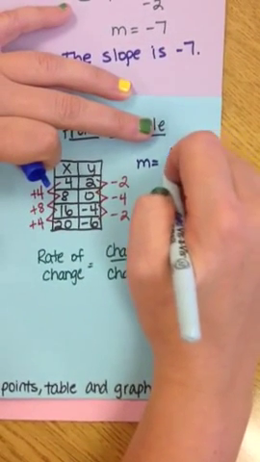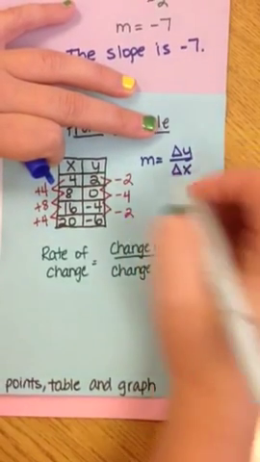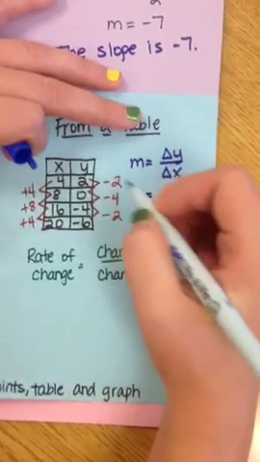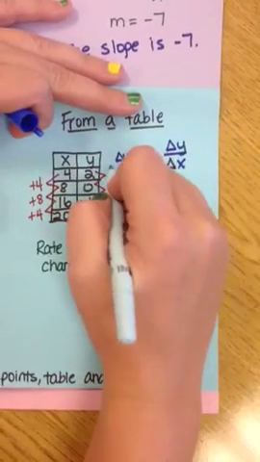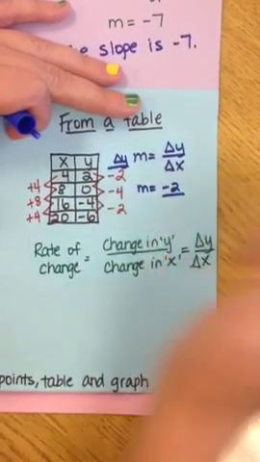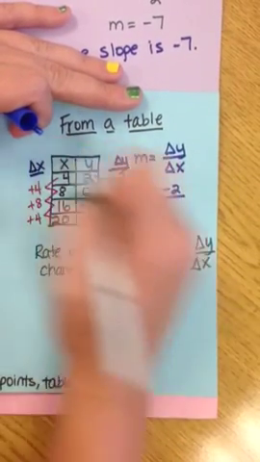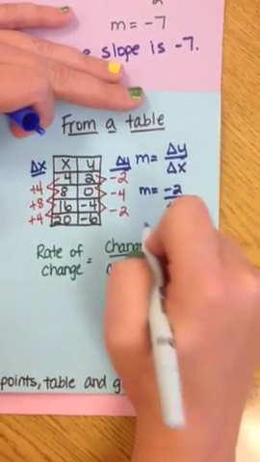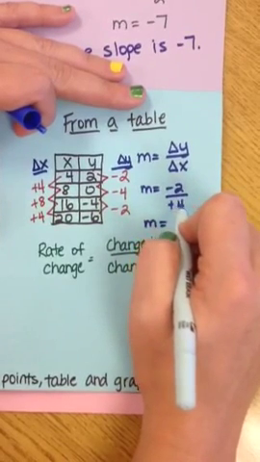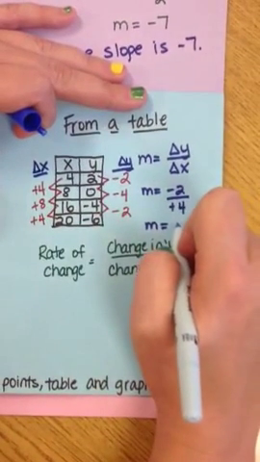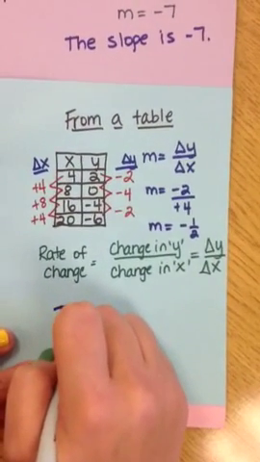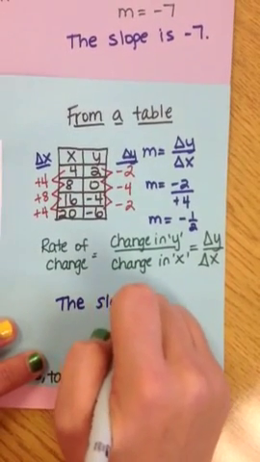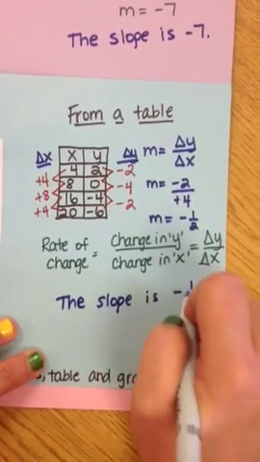So now my slope is change in y divided by the change in x. So my change in y was -2 here. This is my change in. So it's -2 divided by my change in x, which is out here, which is a +4. And then I simplified. -2 divided by a +4 is -1/2. So in this case, the slope is -1/2.